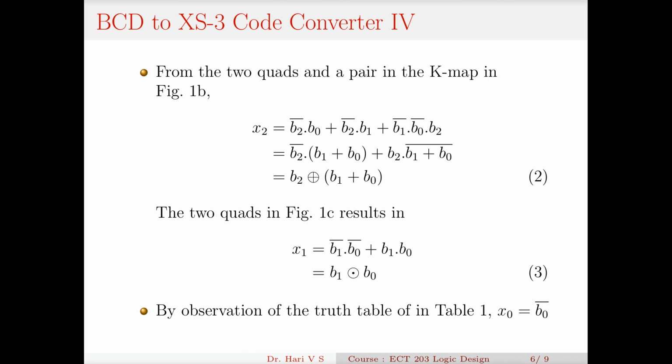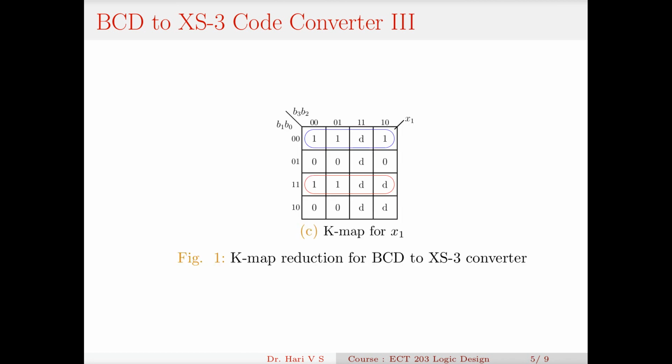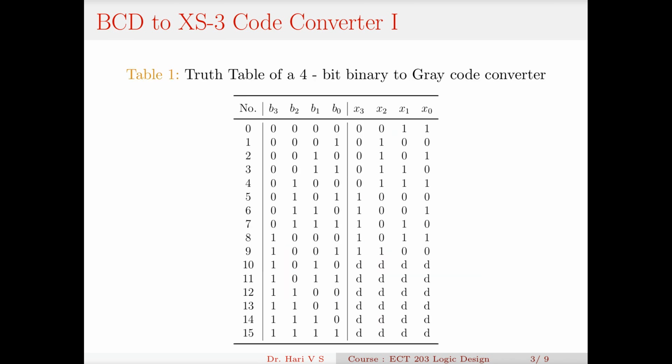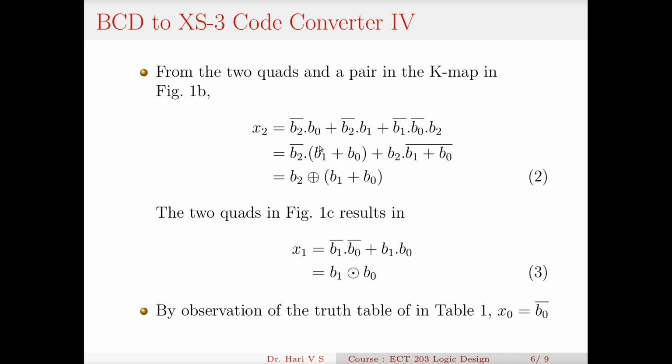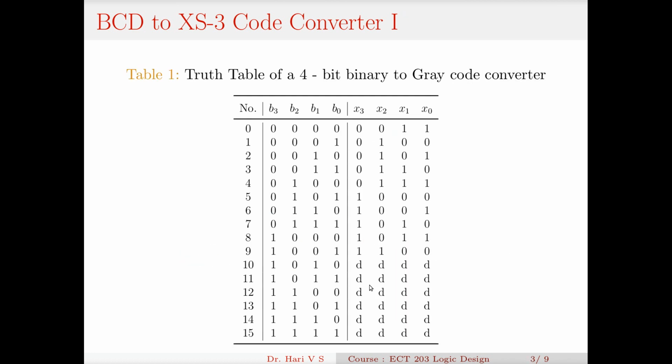Now there are two parts in this that results in figure 1c. If you look into figure 1c, that is corresponding to this 10101010 pattern, then I have this pattern. So I have two quads in this, one corresponding to the red oval and one corresponding to the blue oval. So what I get here is b1 b0 or b1 bar b0 bar, which is nothing but b1 xnor b0. So by mere observation I can say that b0 and x0 are complements.